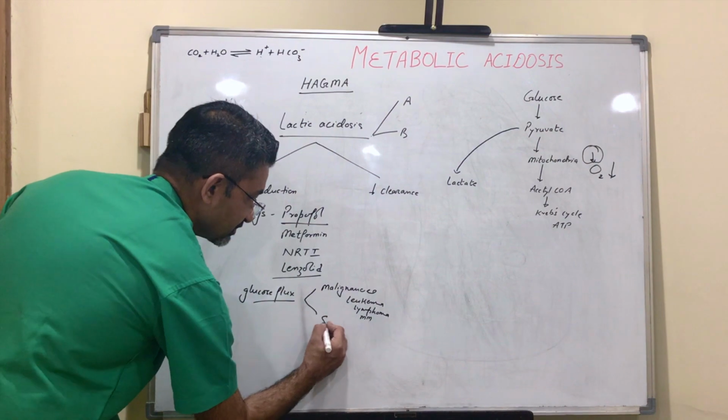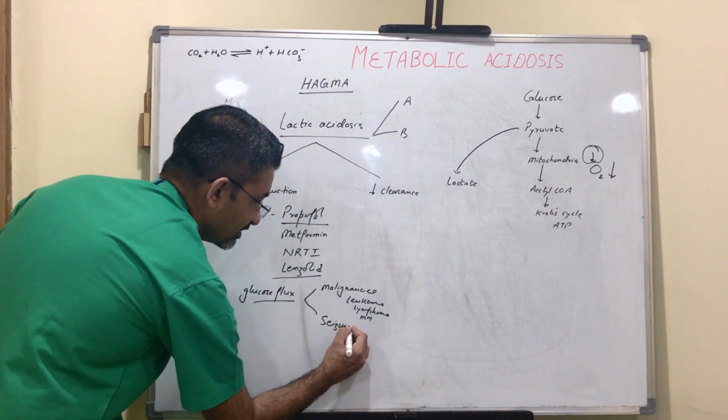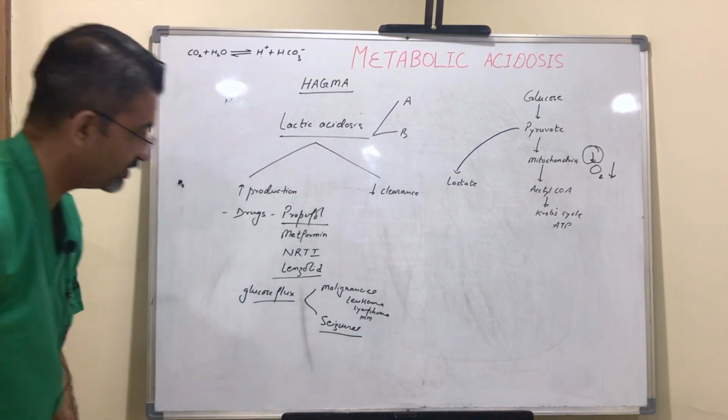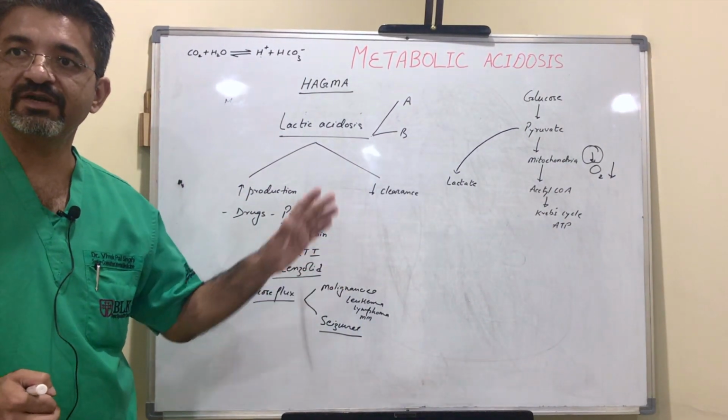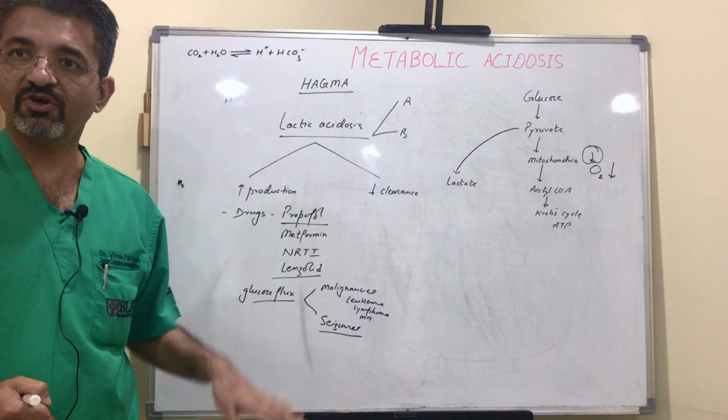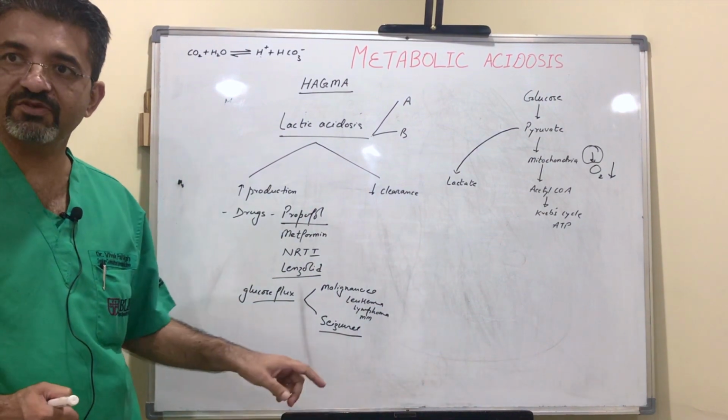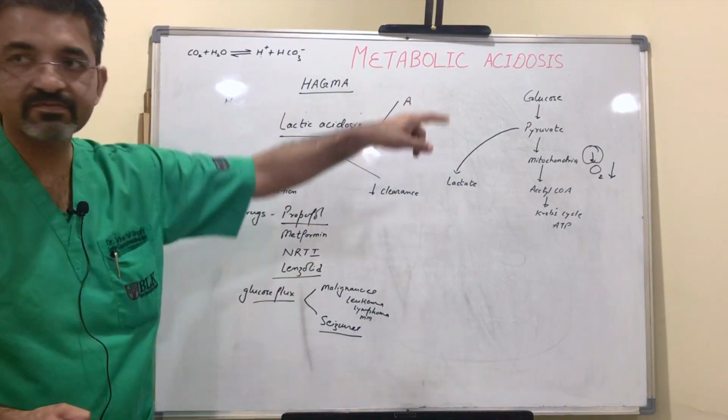Then seizures, particularly status epilepticus. If you are having frequent seizures, the patient can land up in lactic acidosis, not because of hypoxemia, but because of high glucose flux.